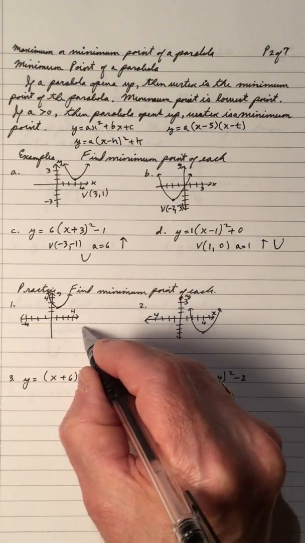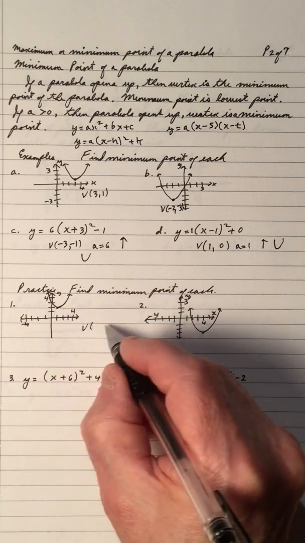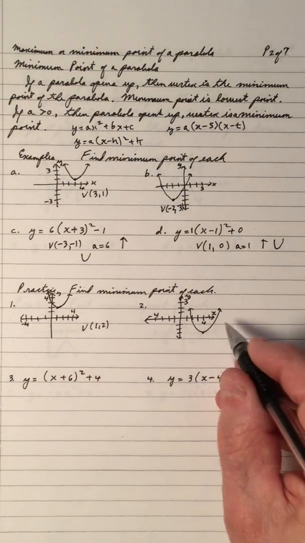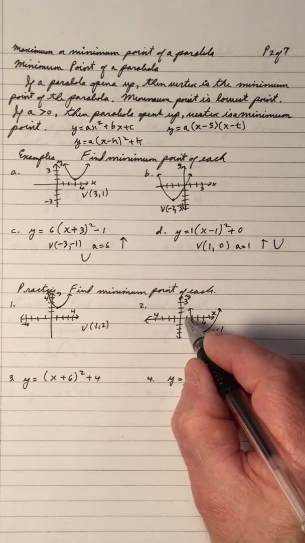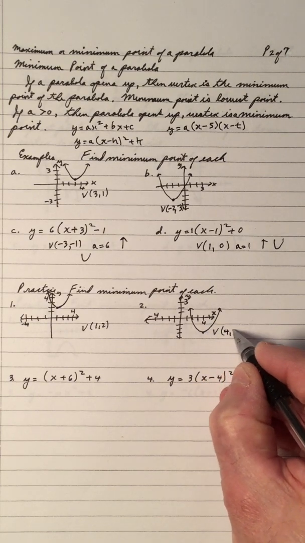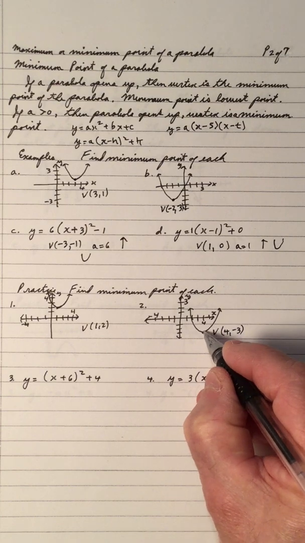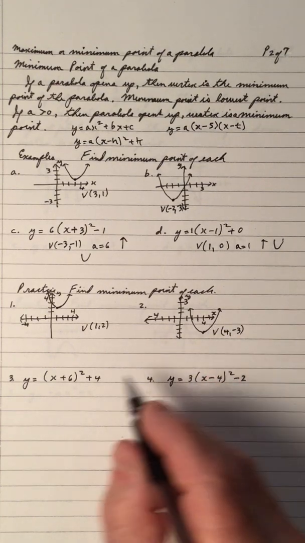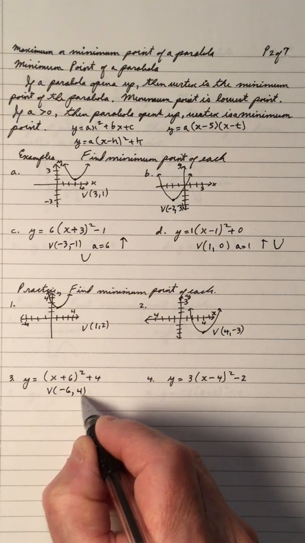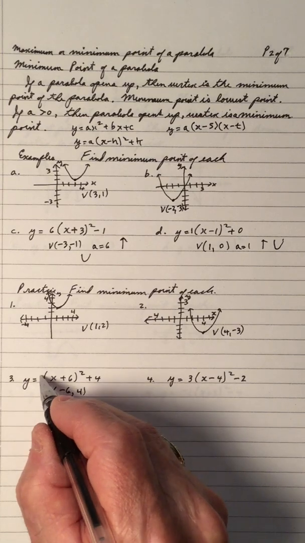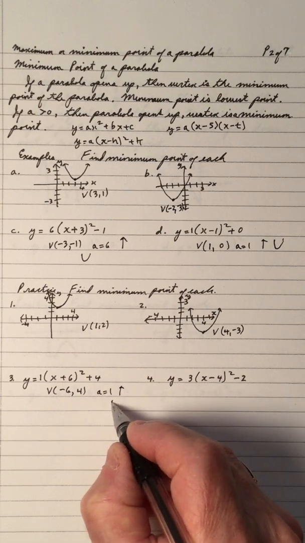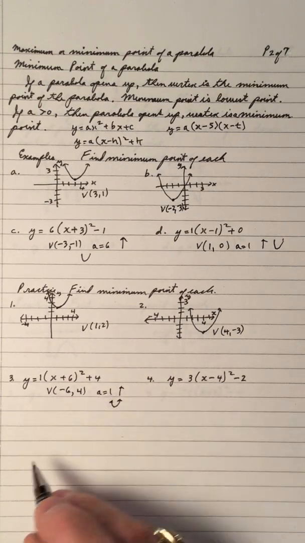The vertex of this parabola is 1, 2. X is 1, y is 2. The parabola opens up, so the vertex is the minimum point. The vertex of this parabola is 4, -3. So 4, -3 is the vertex, and that's the minimum point because the parabola is open up. And the vertex of this parabola, opposite of +6, is -6, 4. And this is the minimum point because a is 1. The parabola is opening up because it's positive, like this. Therefore, that's the minimum point.